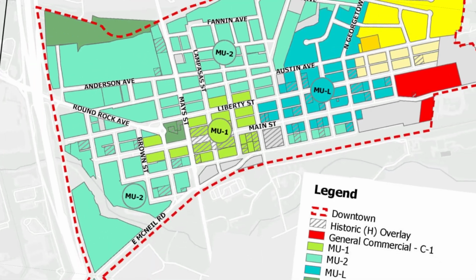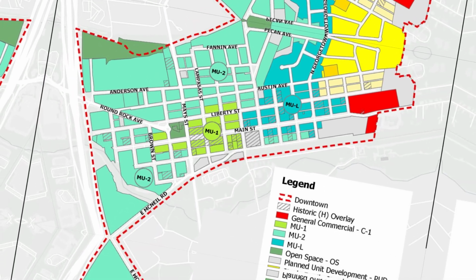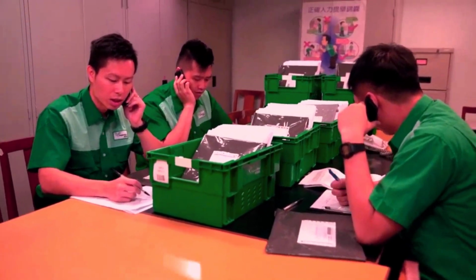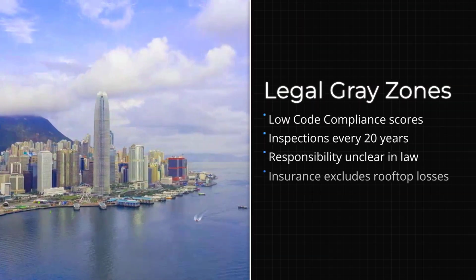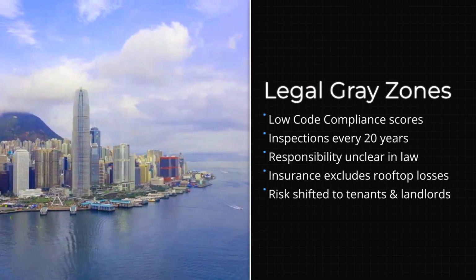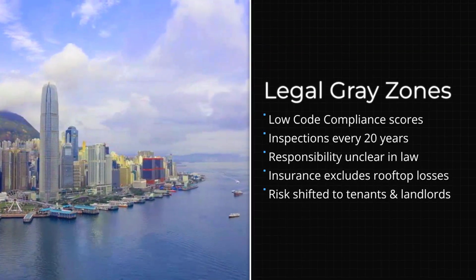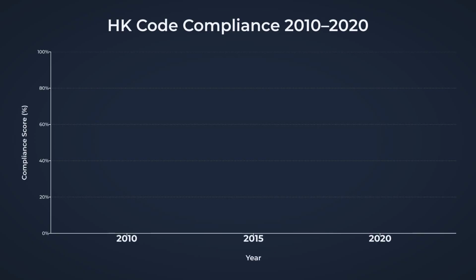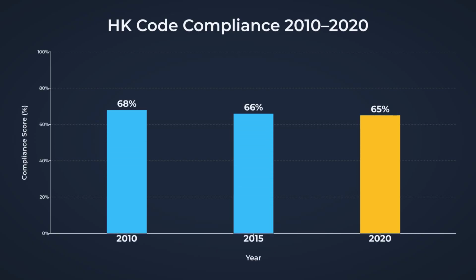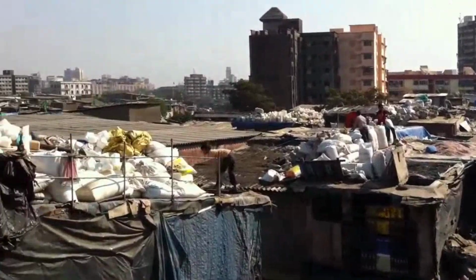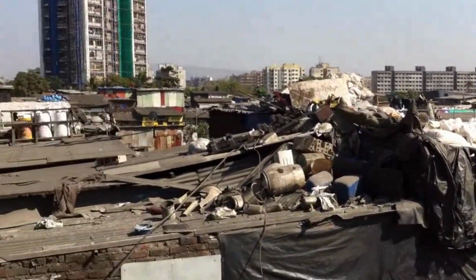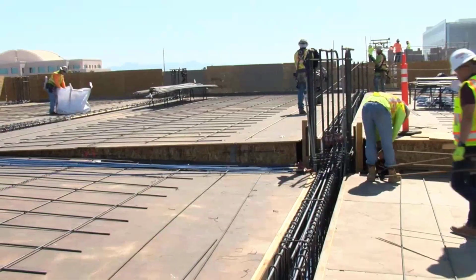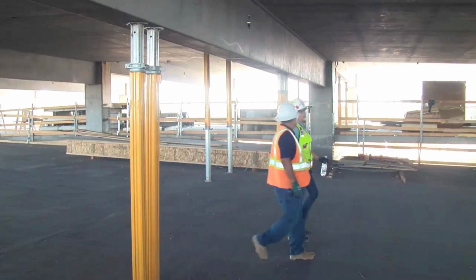Regulatory oversight for rooftop housing operates in a legal gray zone, shaped as much by resource limits as by statutory design. In Hong Kong, the Code Compliance Score, an aggregate measure of structural, zoning, and safety adherence, rarely exceeds 0.7 for high-rise districts and drops to 0.5 or below in informal sectors like Dharavi or Tondo.